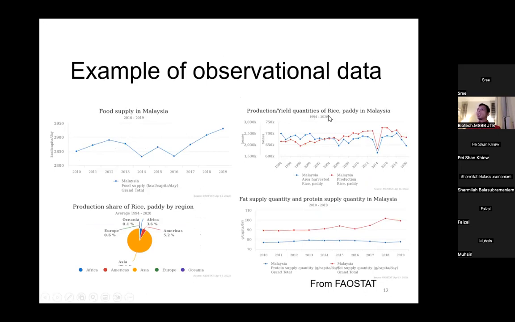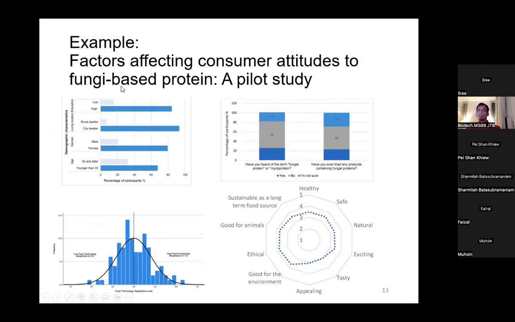Or production or yield quantities of rice, paddy in Malaysia, or production share, and so on. Okay, so this one we can get from FAOSTAT. All right, so these are examples of observational data as well. Factors affecting consumer attitudes to fungi protein, because when you do the survey to the population, you actually don't do the experiments. You do more on the observational data, but that data is being generated through the survey. You collect through the survey, so you can get these kinds of data.